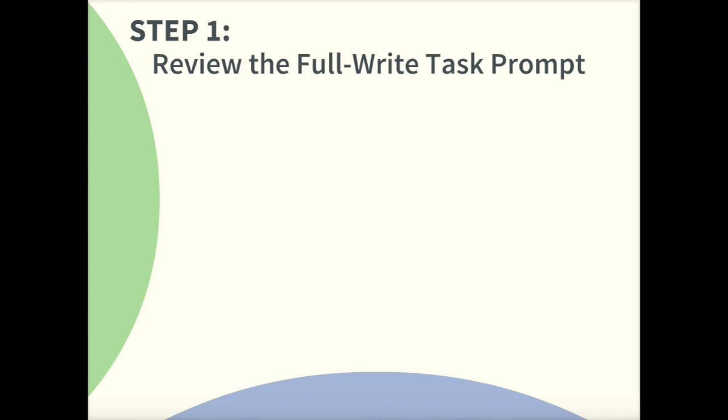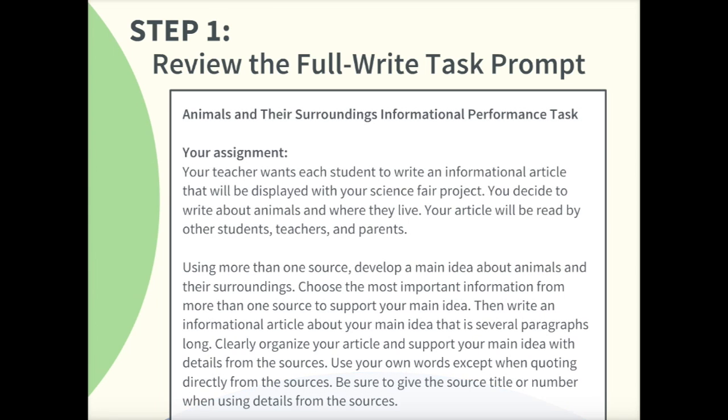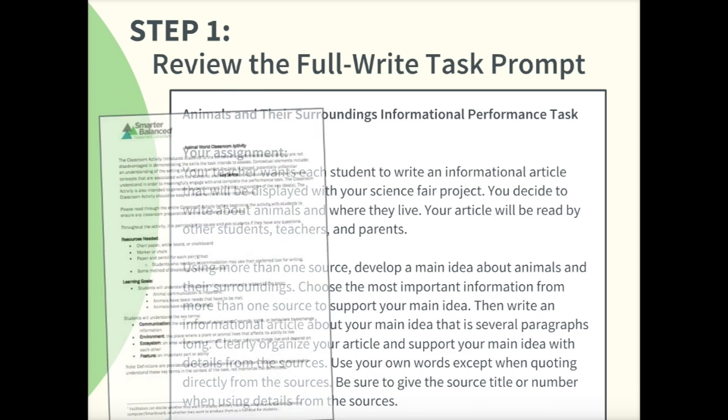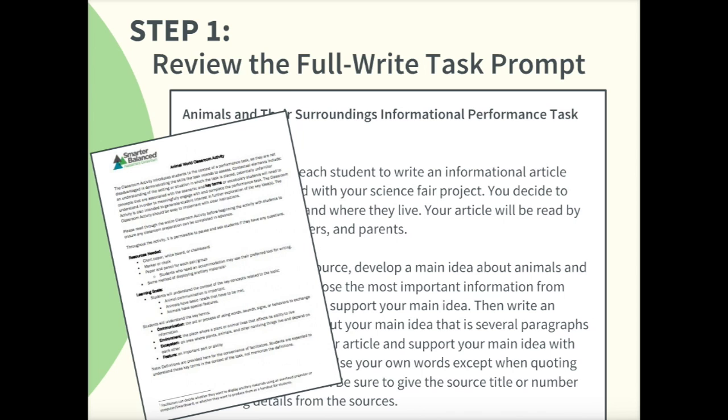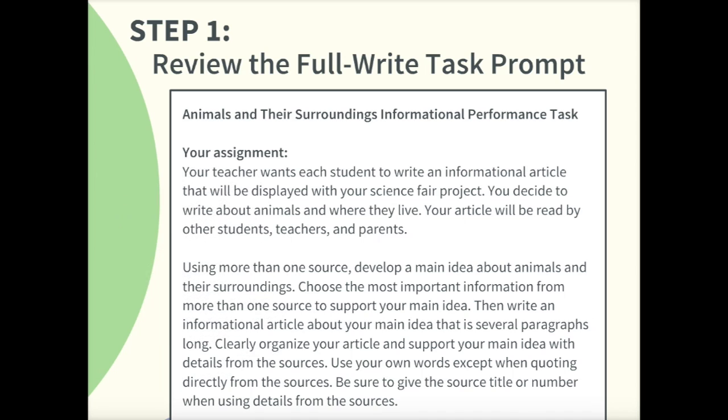The first step in the scoring process is to review the full-write task prompt. It's a good idea to go back and quickly remind yourself of what the task prompt requested of students. In this video, we'll review a student sample from the 4th grade informational writing task, Animals and Their Surroundings. Students are asked to produce a multi-paragraph informational essay about animals and their surroundings. Then, they are directed to use more than one source of the 3 that are provided to develop a main idea about animals and their surroundings.